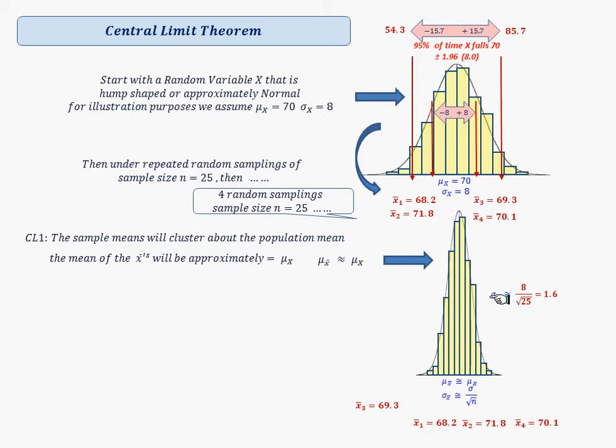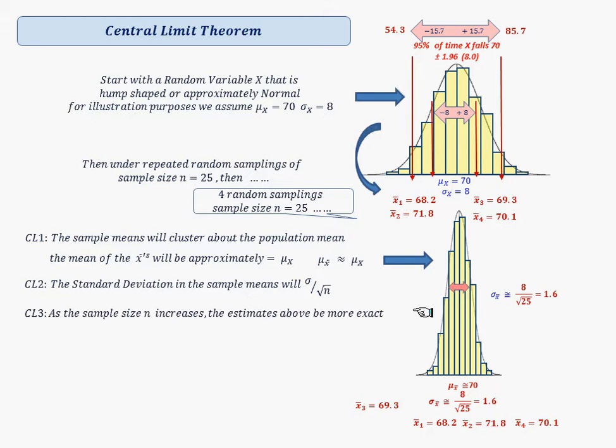However, the standard deviation is sigma over square root of n, and sigma is 8, n is 25. This turns out to be 1.6, and this gives an idea of how these x bars cluster about the population mean. As the sample size increases, this sigma sub x bar will get smaller and smaller, eventually going to 0.